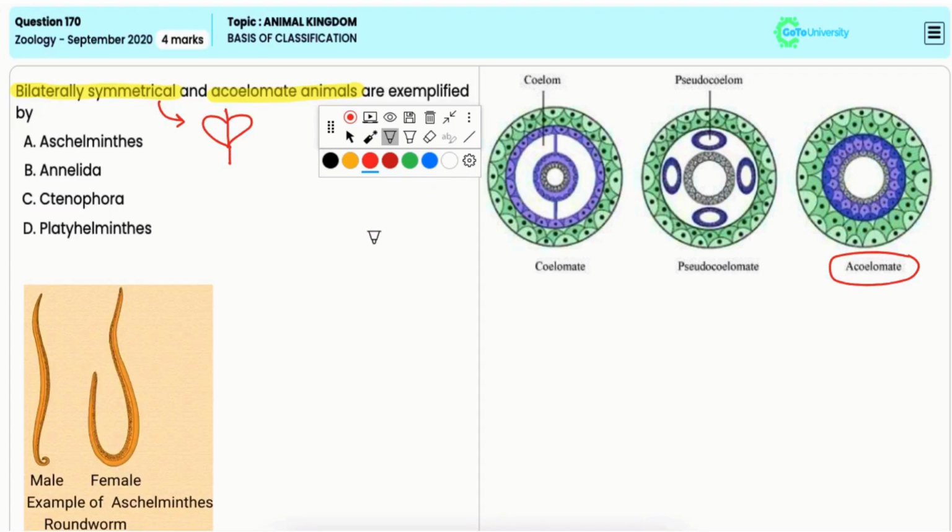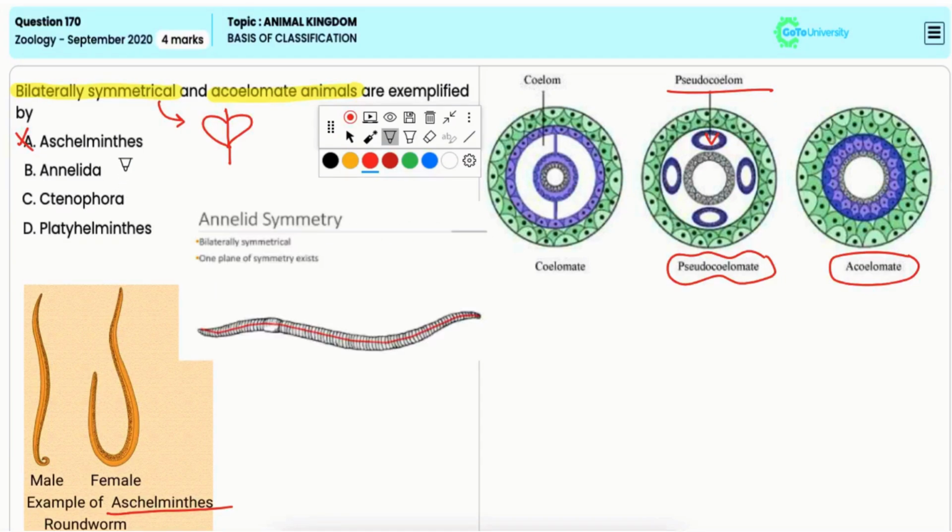Option A, Aschelminthes. This is incorrect, as these animals are pseudocoelomates. That is, they have a false coelom and not acoelomates. Option B, Annelida. This is also incorrect because annelids are coelomates. That is, they have a true coelom.